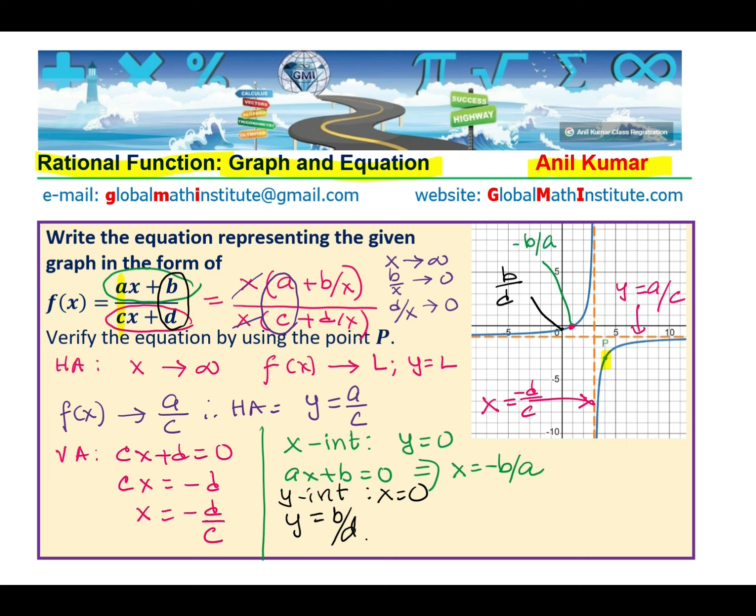So in a way, in terms of a, b, c, and d, we have so many points on this particular graph. Very easy to work out. You need to figure out a strategy to get the answer, and that comes with practice. So let's take up questions to practice.